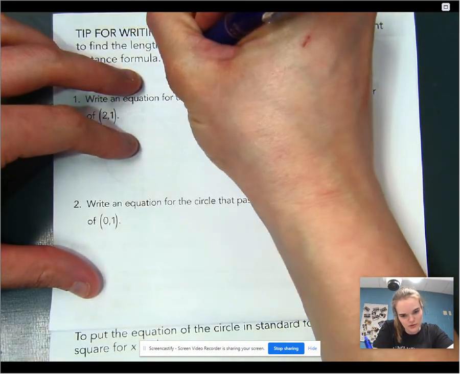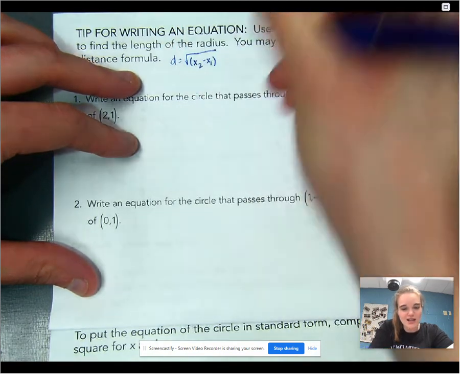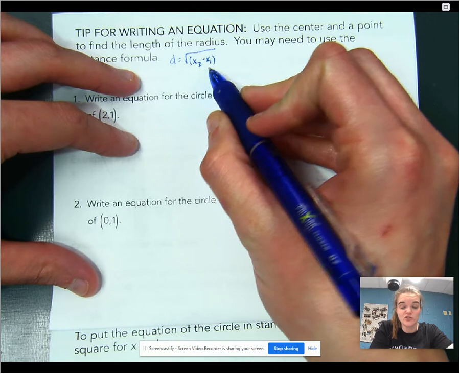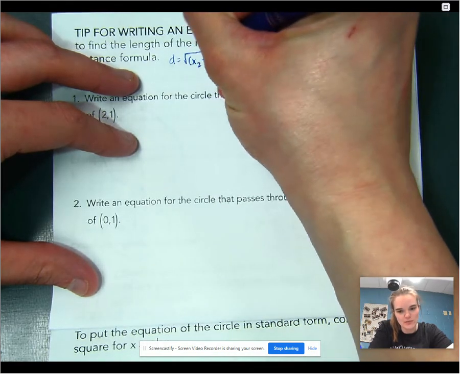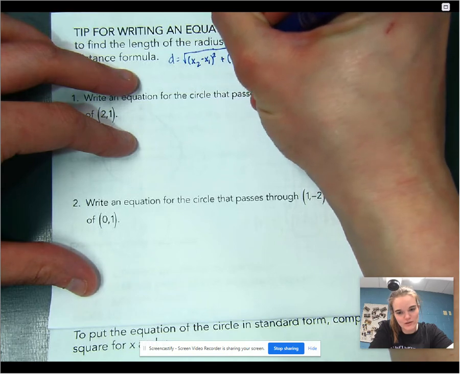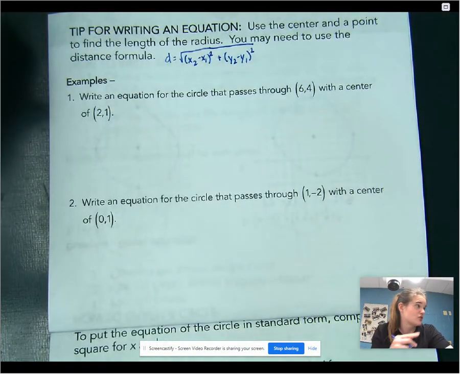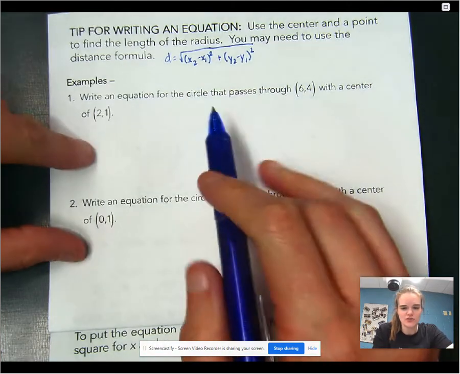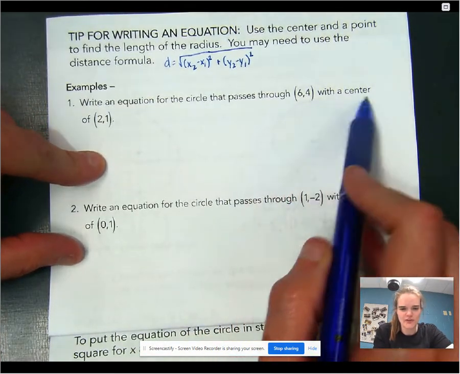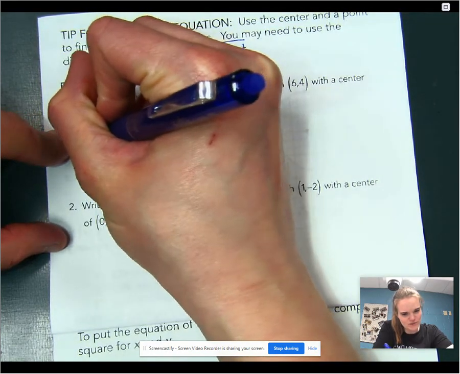D equals square root of x2 minus x1. I like to remember it as the change in x squared. So I'm going to talk about that, what I mean by that. Plus y2 minus y1, the change in y squared. Okay, so I'll show you what that means. But write an equation for the circle that passes through 6, 4 with a center of 2, 1. So that's h, k. So what we actually need is r.